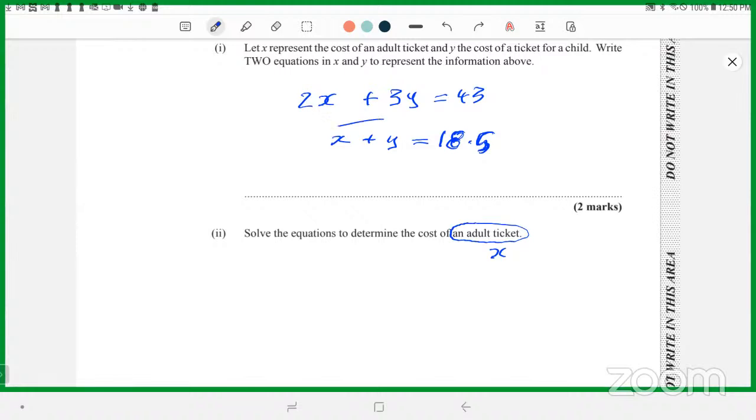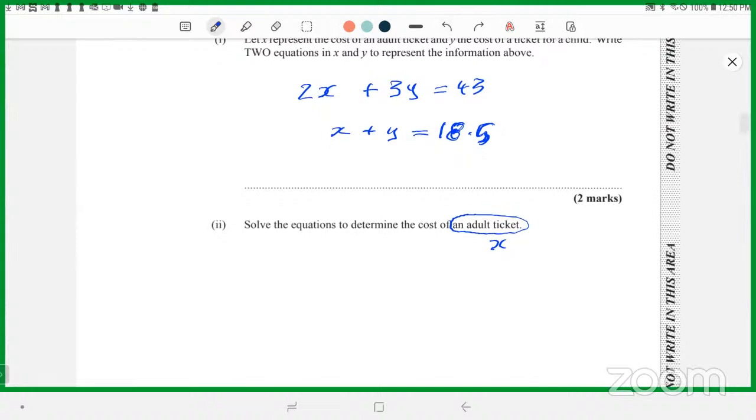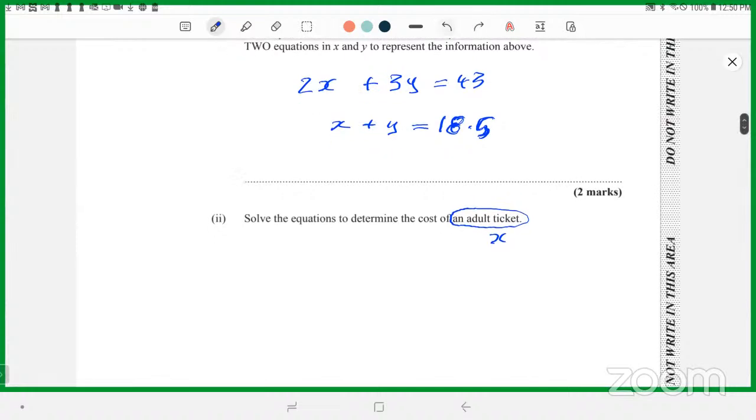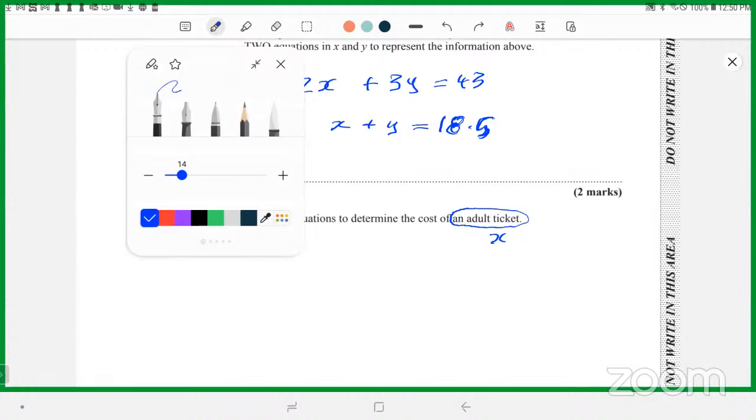So if I want to eliminate the Y from the 2 equations, and I have a 3Y right here, then I need to multiply this one by 3 so that these 2 become 3Y. So I'm going to take this one and multiply it by 3. Let me put them in this line.